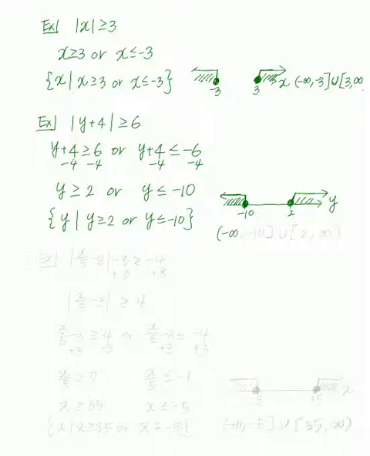Interval notation is going to go from negative infinity up to negative 10. We are including the endpoint, so we have a closed bracket. Union with closed bracket 2 up to infinity.